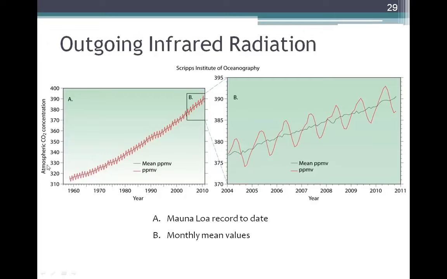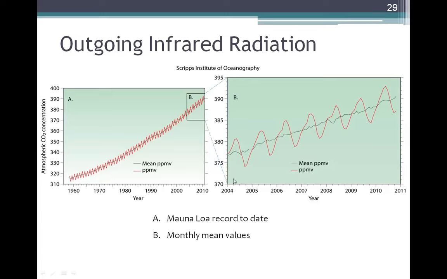And then on the y-axis we have atmospheric CO2 concentration. And you can see that it's increased dramatically. Look at a particular portion of this graph, and over here on the right we see a blow up from the years 2004 to 2011. You see this up and down behavior in the annual readings of carbon dioxide.